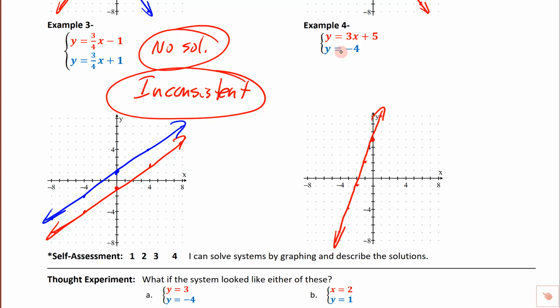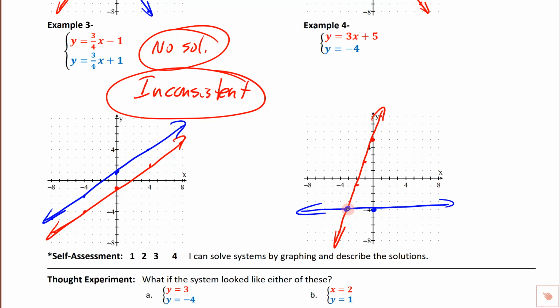And then the next one up here is y equals -4. This is a horizontal line. Remember, y equals a number tells us it crosses which axis? It crosses the y-axis at -4 and would go like this. Horizontal line just like that. Whoops, not quite as straight as I could have made it.